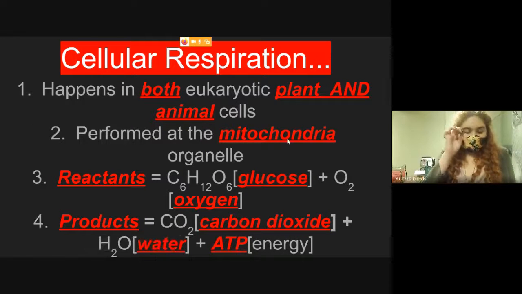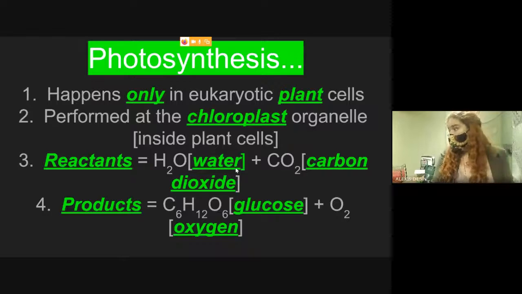Cellular respiration, the specifics are that it occurs in plants and animals and it occurs in the mitochondria. The reason that both plants and animals perform cellular respiration is because they both have mitochondria. The mitochondria is where energy gets made or released from glucose. The reactants for cellular respiration are glucose and oxygen. What would you know? It's the products of photosynthesis and cellular respiration. They're feeding into each other.